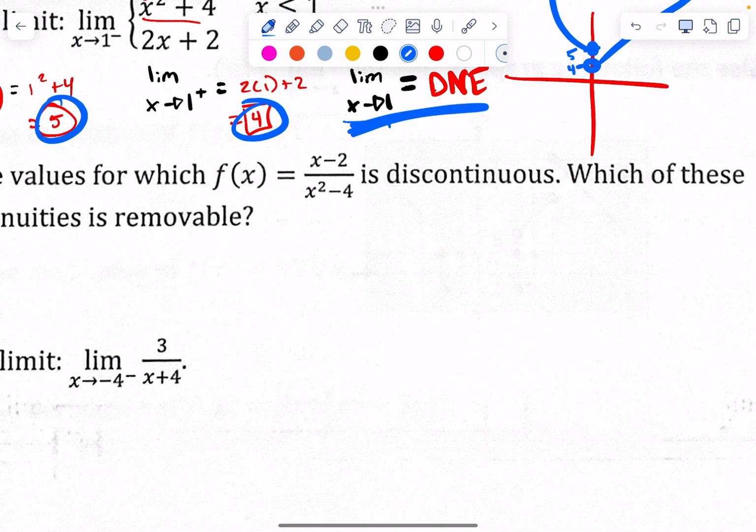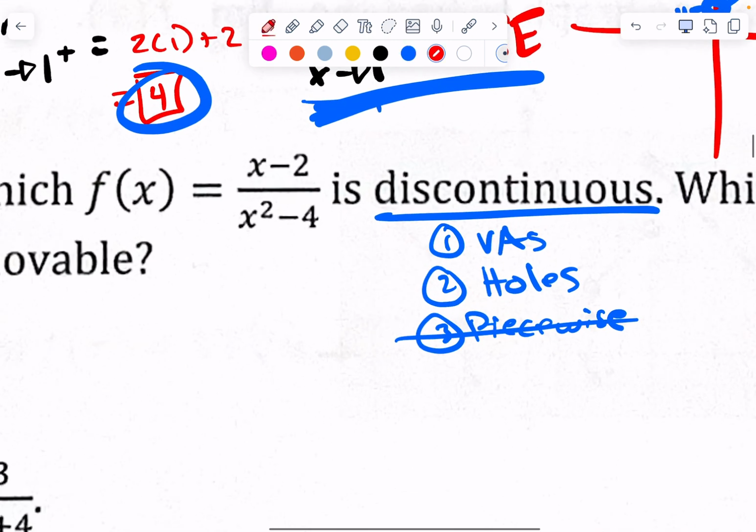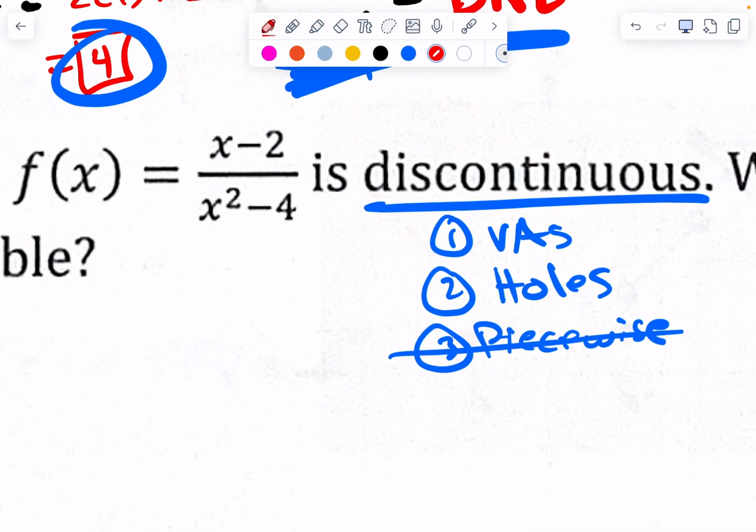Okay, let's just do that first. Discontinuities are vases, holes, and piecewise functions, right? But this is not a piecewise, so we don't have to worry about that. But we may have some vases or holes, right? How do I find them? How do you find vases and holes? Bottom equal to 0, right? If I set the bottom equal to 0, okay.